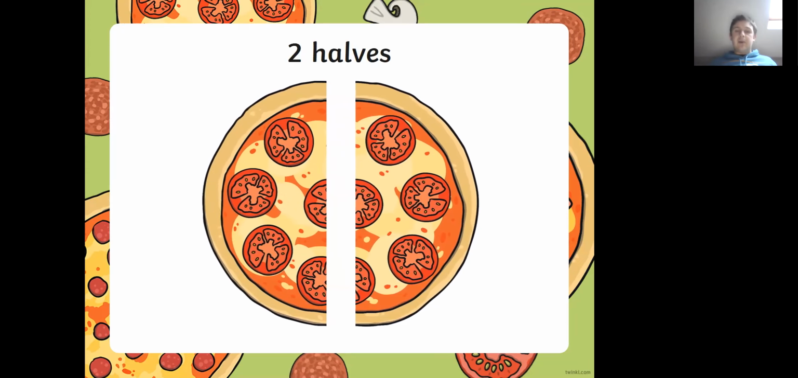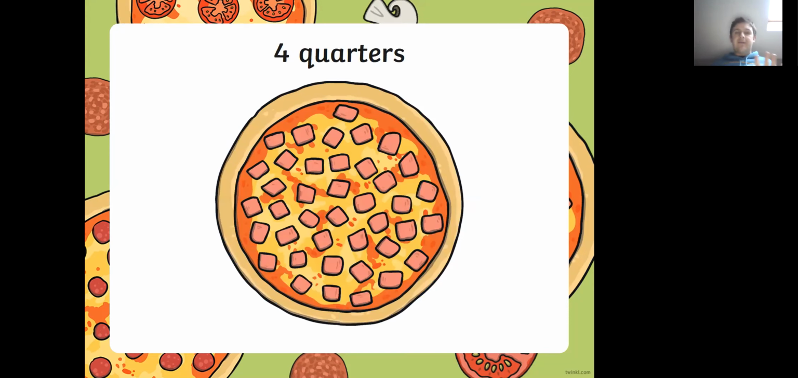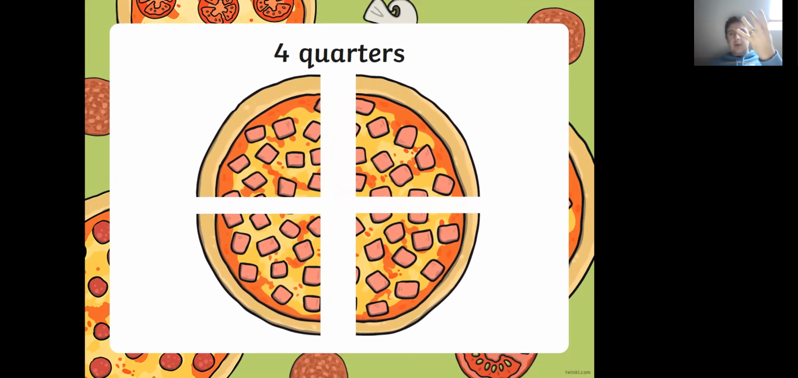Here I've got a pizza split into 2 halves. They are halves because they are exactly the same. They are equal parts. If I have 4 quarters, that means I'm splitting it into 4 equal parts. Whenever we talk about fractions, we have to split into equal parts.